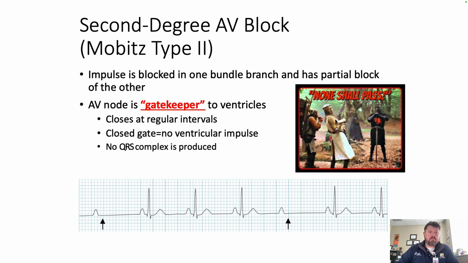One thing that's very important to remember about a second degree AV block type 2 is that no matter what the PRI length is, the PRIs are going to be constant. So when you have a second degree type 1, you have a progressively widening PRI, but with a second degree type 2, the PRIs are going to always be constant.